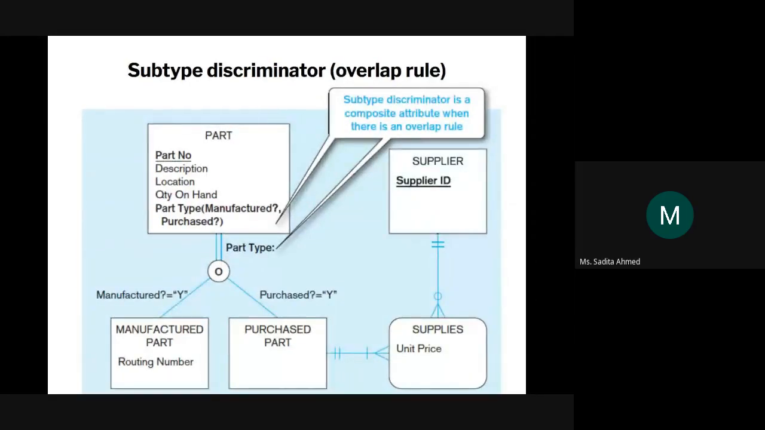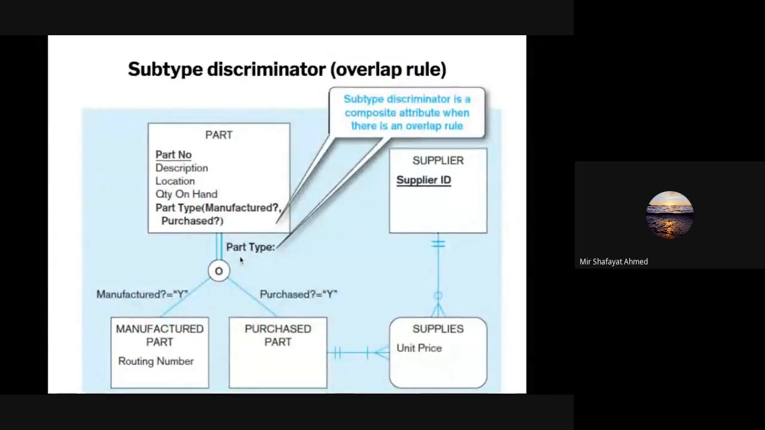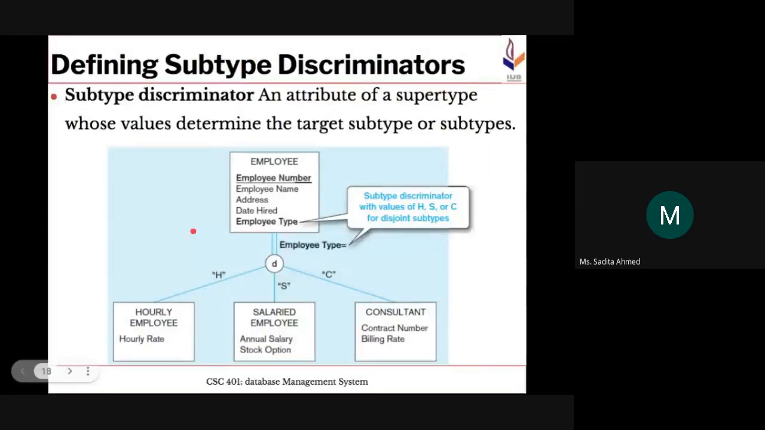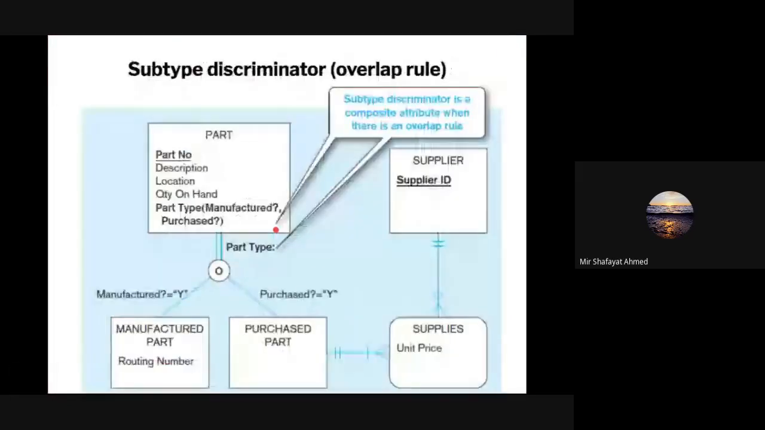Okay. Ma'am, another question. Yes. Is there any specific reason that it is written like manufactured question mark, purchased question mark, or is it just personal preference? I was thinking it's a Boolean type. No, it's not a part of the notation, it's just to make more sense to you. Manufactured question mark, y or n. Is it purchased, y or n. It's not a Boolean type. The question mark is not a part of the notation. It's just written that way to make more sense to us.